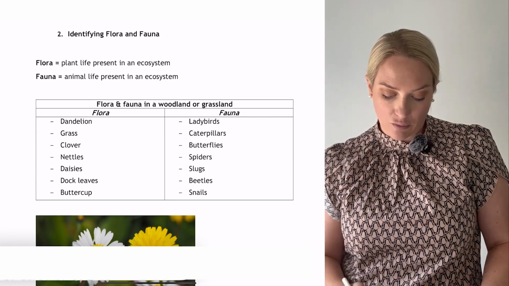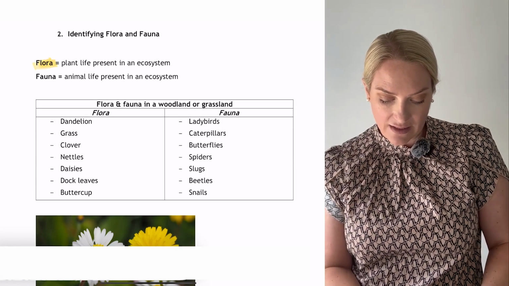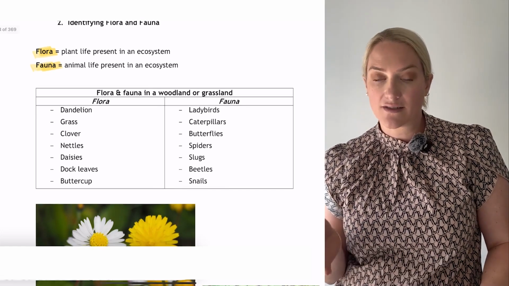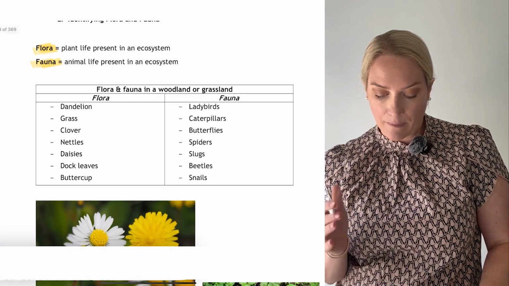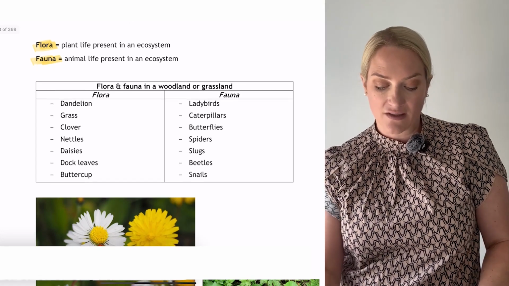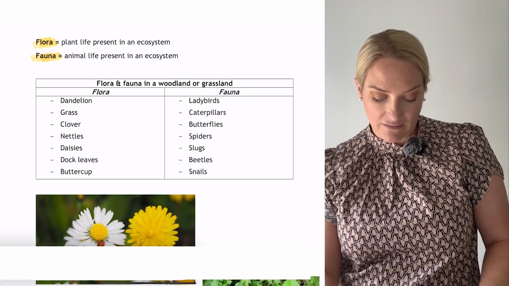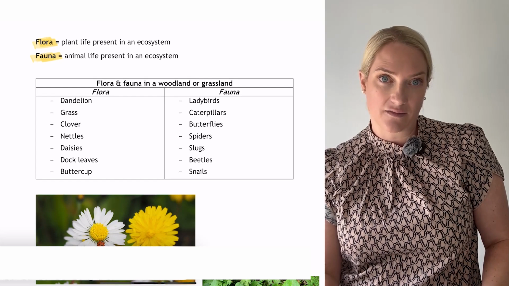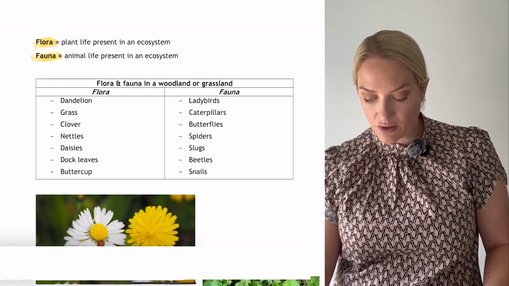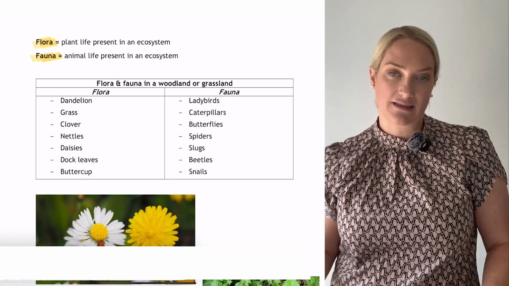So flora are your plants. So they may ask about flora, and fauna is anything related to the animals. So here are some examples of plants and animals that you would come across in a grassland or a woodland. So dandelion, grass, we have our clover, nettles, daisy, dockleaf, buttercups. And then some of our animals, we have ladybirds, caterpillars, butterflies, spiders, slugs, beetles, snails.